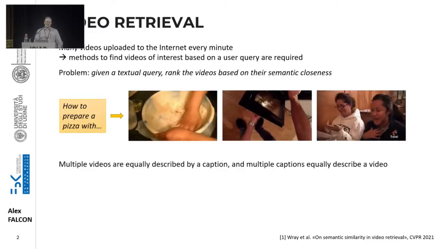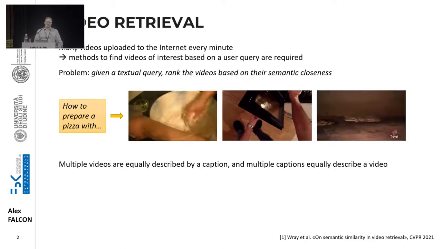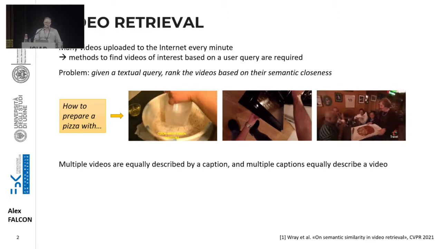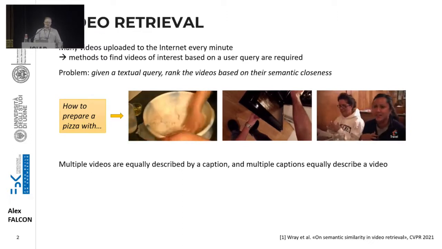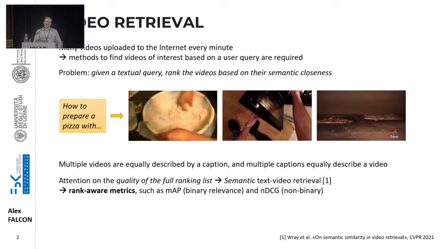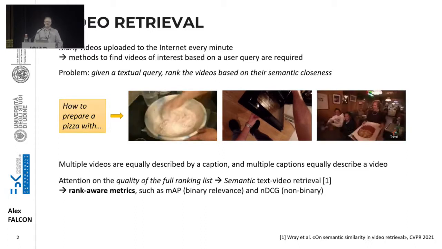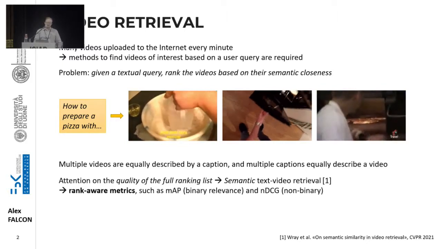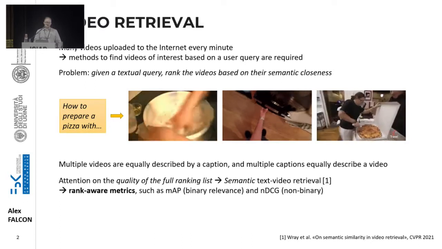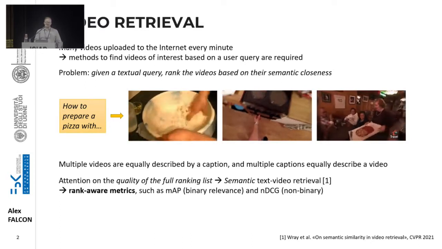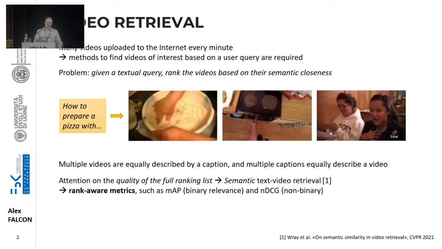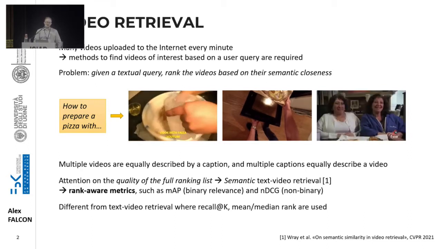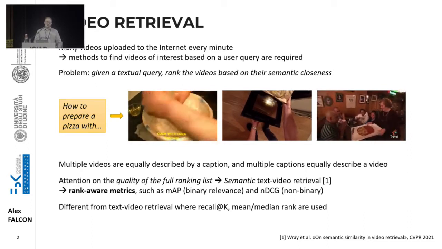As can be seen in this example, the contents of a video can be captured by multiple captions, and similarly, multiple videos can be captured by a single query. This means that in order to understand whether a video retrieval system is working well or not, we have to look at the quality of the full ranking list, which puts us closer to the semantic text-video retrieval task. This task is supported by rank-aware metrics, such as MAP and NDCG, which is different from the typical retrieval setting, where only recall rates or mean and median rank are used as evaluation metrics.